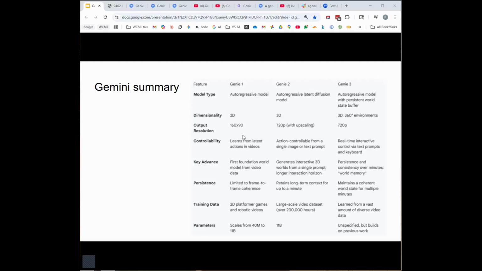Controllability in these first two versions wasn't really real time. It was actions that they learned. They inferred latent actions. Whereas in Genie 3, they've switched over to where during playback, they will allow you to interact with it. And it's generated quickly enough that you can interact in real time.